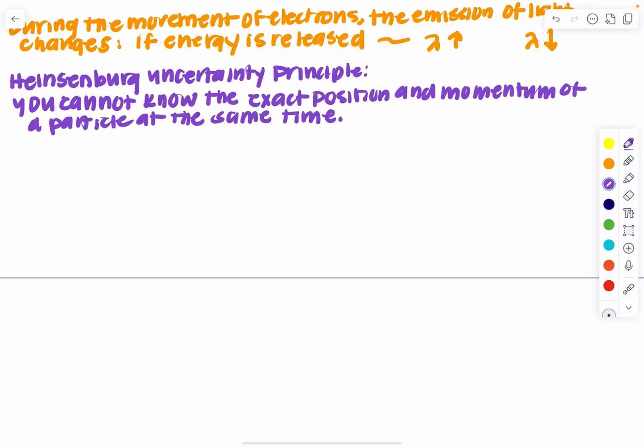Basically, when we're moving electrons, we don't know exactly which electron is moving from the lower energy level to the higher energy level. And his principle says delta x times delta p is greater than Planck's constant over 4 pi. Again, you don't need to know how to use this equation. All you need to know is that position and momentum cannot be determined at the exact same time.